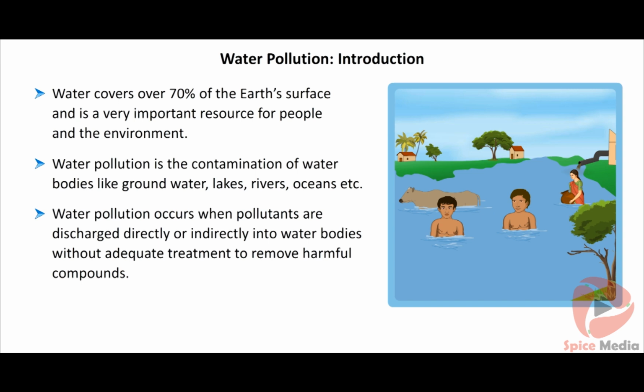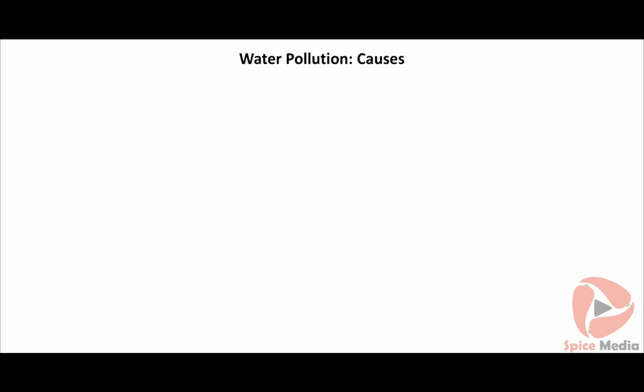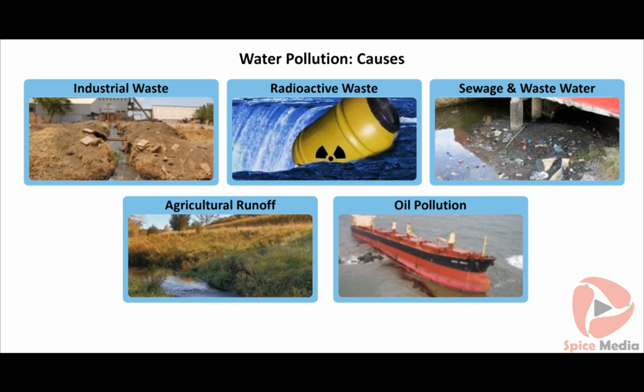Water pollution occurs when pollutants are discharged directly or indirectly into water bodies without adequate treatment to remove harmful compounds. This consequently harms human health and the natural environment. Water pollution causes. The main causes of water pollution are the city sewage and industrial waste that are discharged into the rivers. Due to this, pollutants enter the groundwater and other water bodies. Agricultural runoff is another major water pollutant as it contains fertilizers and pesticides.